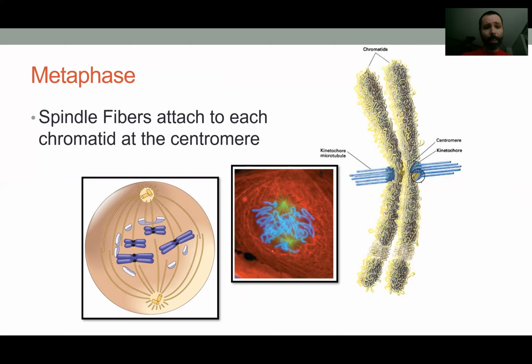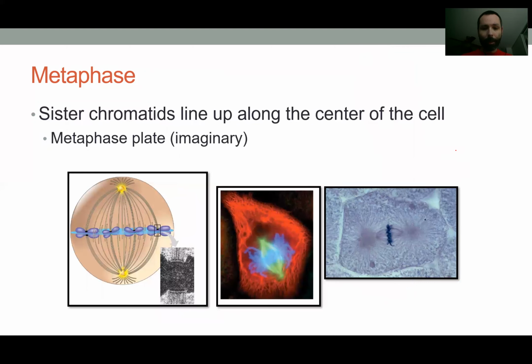First, we need the spindle fibers to actually attach to each chromatid, and that's what's being shown over here on the right, on this part right here, that we have these fibers that are coming out. These are of course made out of protein, and they are going to connect right here at a thing called the kinetochore, which I will talk about in just a second. But the reason for that is so that the chromosomes can be pulled and moved around so that they will line up. The point of metaphase is to line up along the center of the cell.